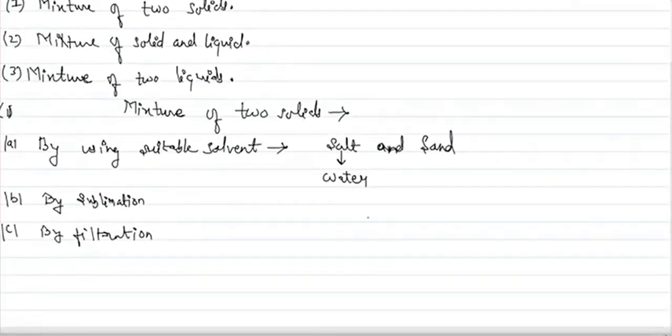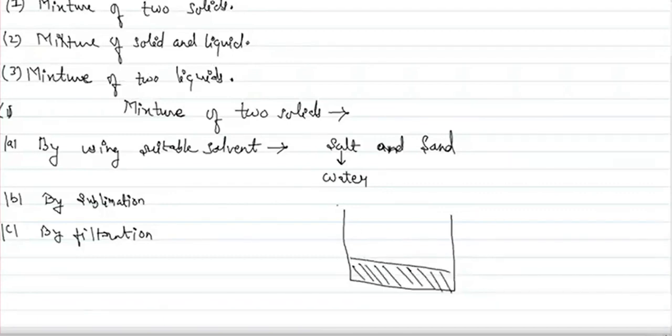If in this container we have the salt and sand mixture, we will first add water here. On adding the water, the salt and sand will mix with the water. We know that salt is soluble in water, but sand is not soluble in water. So the sand will form a suspension, but the salt and water will form a true solution here.